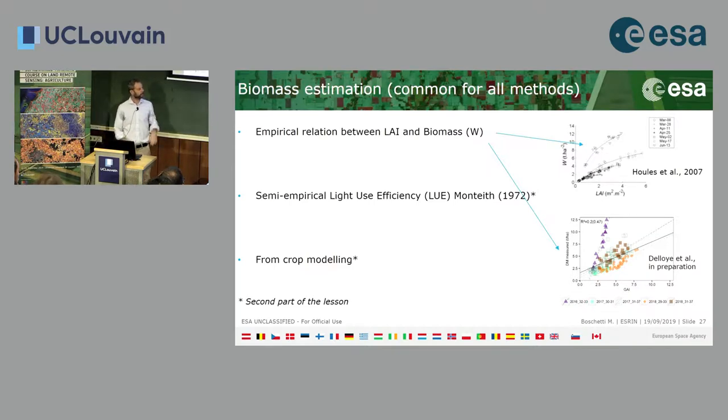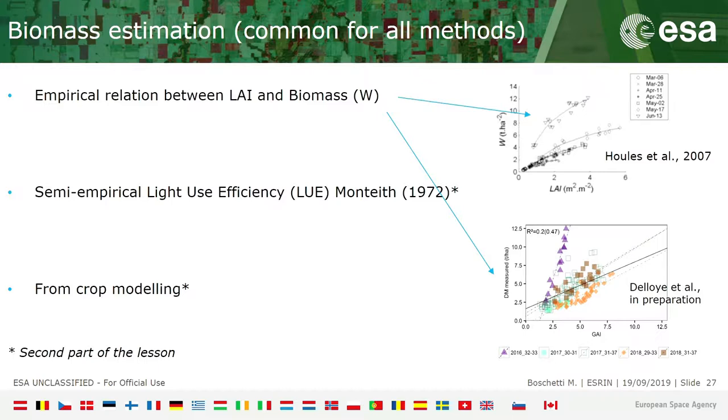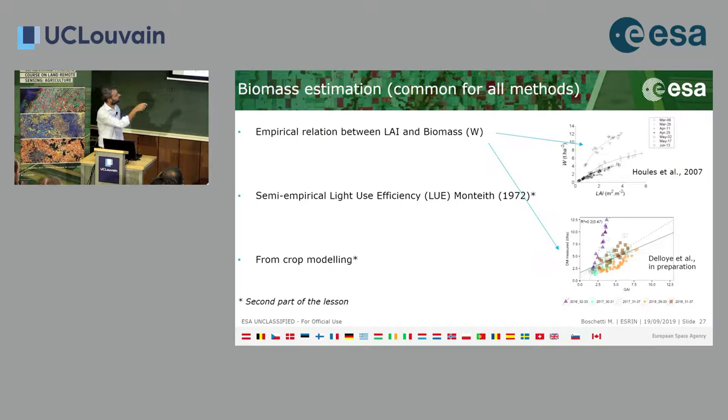Biomass estimation, you can see here from different literature research, can be related to leaf area index or green leaf area index. Well related, but they can have problems, you see, it is not constant. Later we will see two other approaches, from crop modeling and from semi-empirical modeling, to estimate biomass, okay? But first, we have to estimate biomass. This is the same for all the methods.